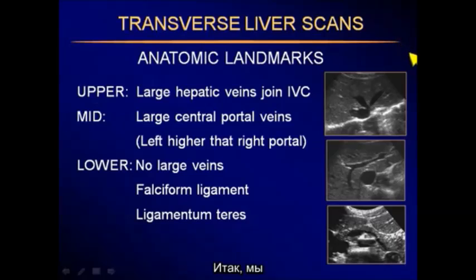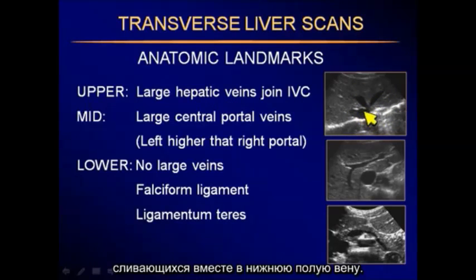So we have now a little bit of insight into the anatomic landmarks on transverse scans of the liver. And let's look at these. In high portions in the upper parts of the liver, we see large hepatic veins coming together into the inferior vena cava. In the mid portions of the liver, we see the portal veins kind of horizontally situated, the left being a little higher than the right, but nonetheless with the bright walls.